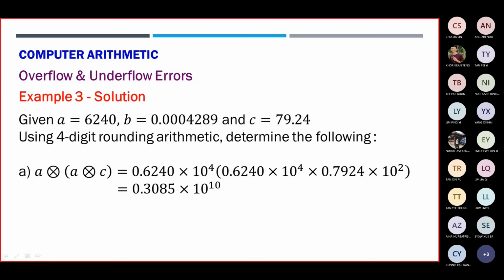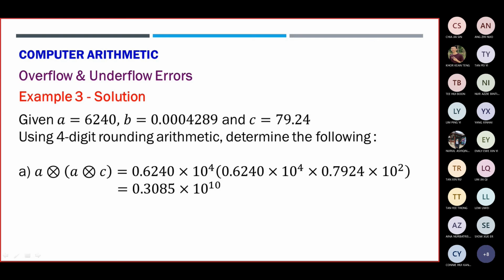Now, tell me, since we have that index now is at 10, so 0.3085 times 10 power of 10. So now the exponent given is 10. Okay, what does it mean based on our given range of our n value, and how are we going to determine whether it is underflow or overflow?